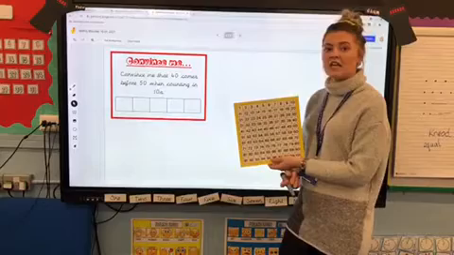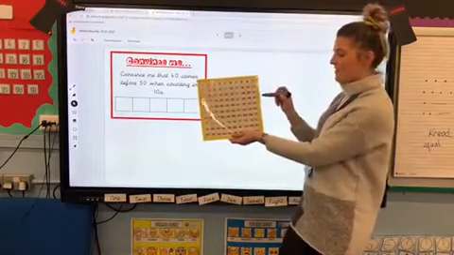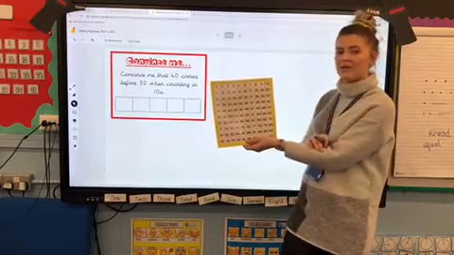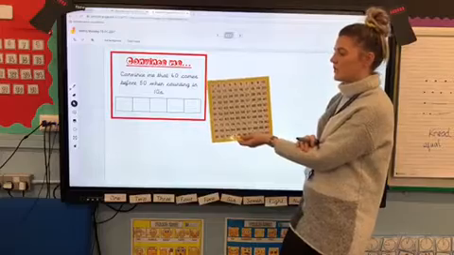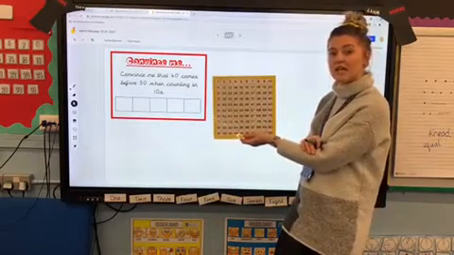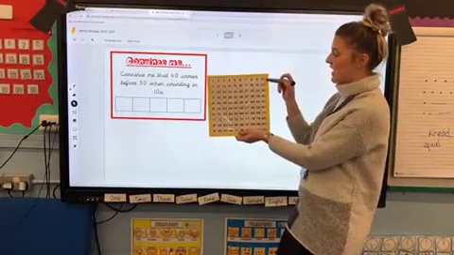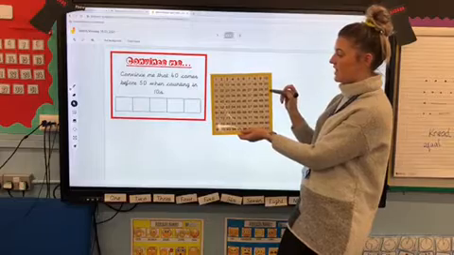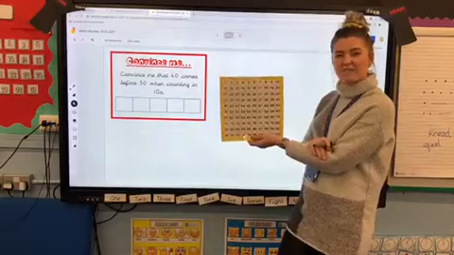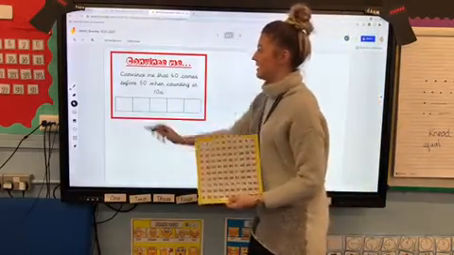Your next question is a convince me. Convince me that 40 comes before 50 when I count in multiples of 10. So when I count in multiples of 10, will I say 40 before I say 50? Let's see. 10, 20, 30, 40, 50. Did I say 40 first? You need to convince me.